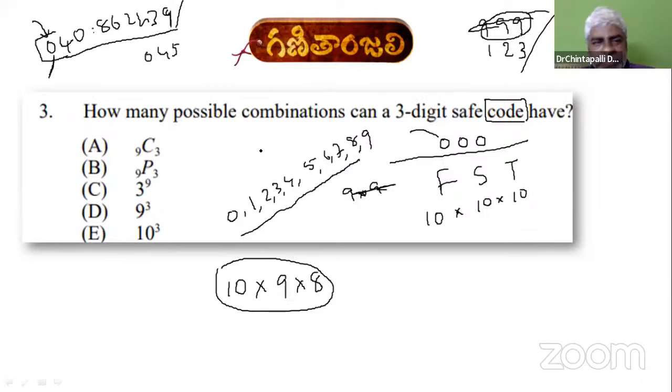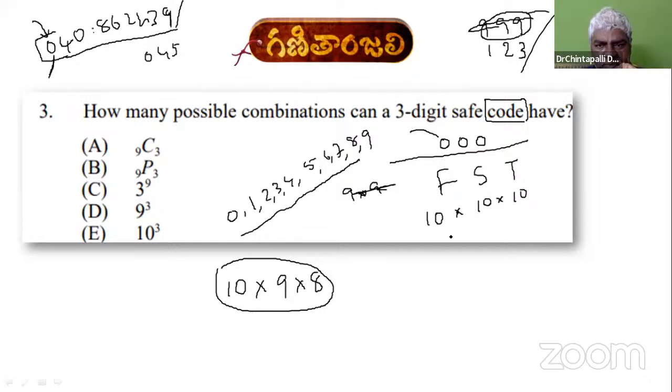I will introduce C and P symbols, of course, but those symbols are not used here. Oh, 1, 2, 3. So which option is correct? The answer is 720, right? No, you need not calculate. Just see the options. So is it 9 cube? Is it option D?